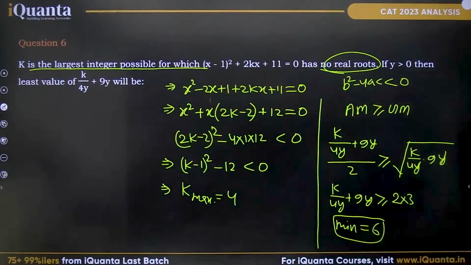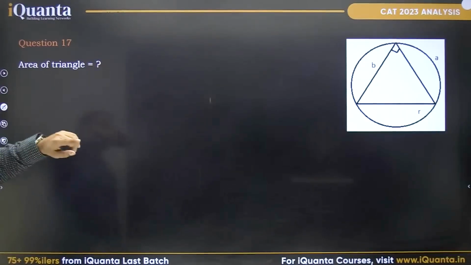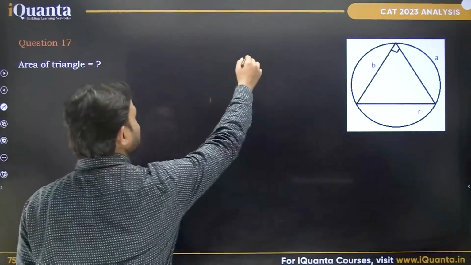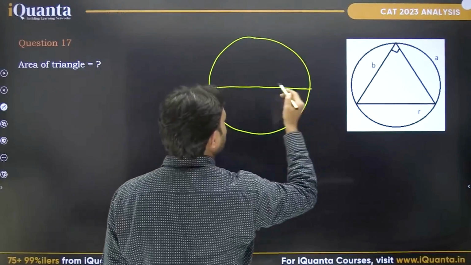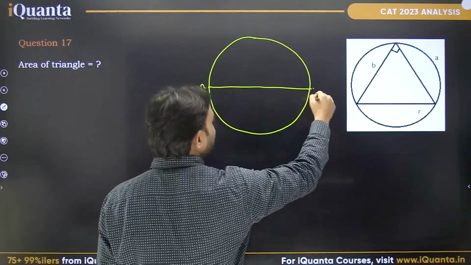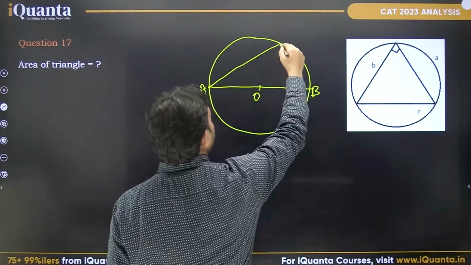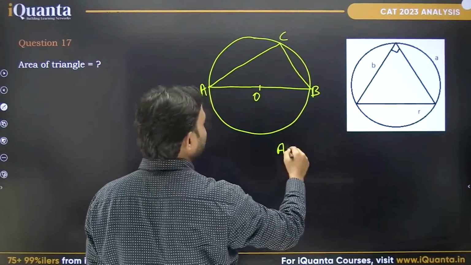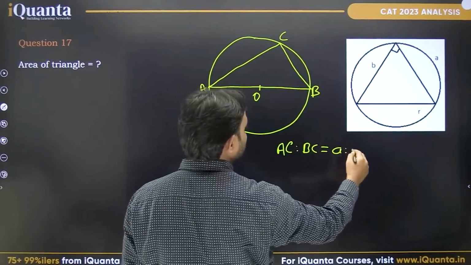Next, area of this triangle. Yes, this was an interesting question. There is a triangle inside a circle whose one side is a side length, and the ratio of the sides is given. So let's say this is C. So AC is to BC was given, A is to B.